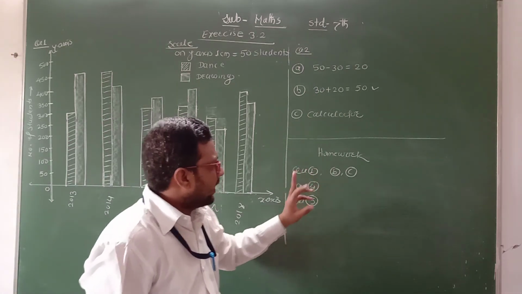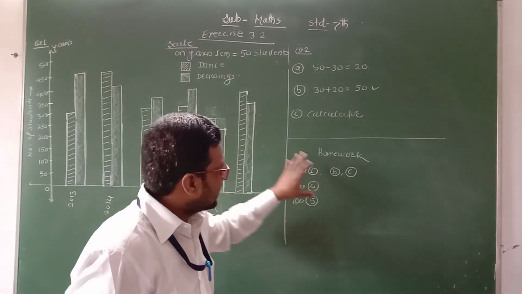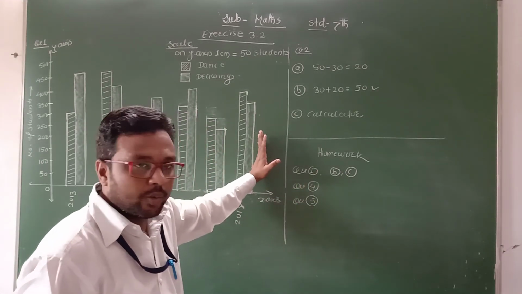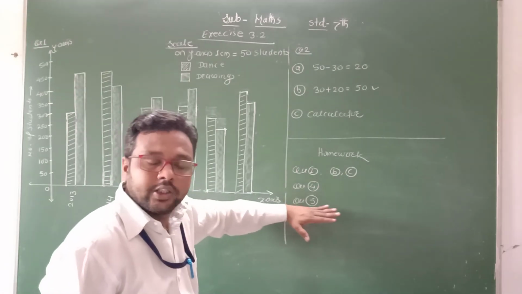Okay. Now note down your homework, student. Homework question number 1, B and C. Okay. Here you have to construct the double bar graph for the given information. Similarly, question number 4 and question number 5 using the proper scale.